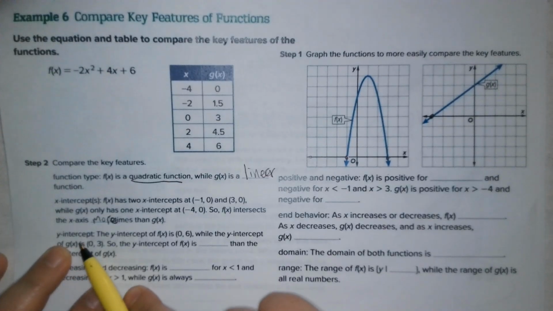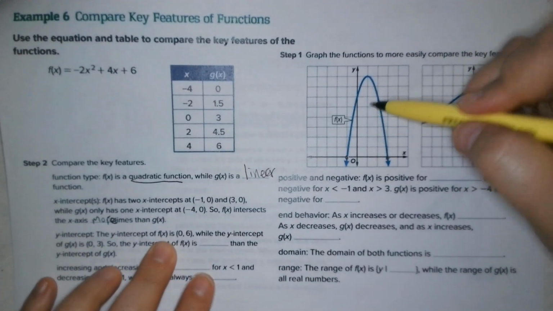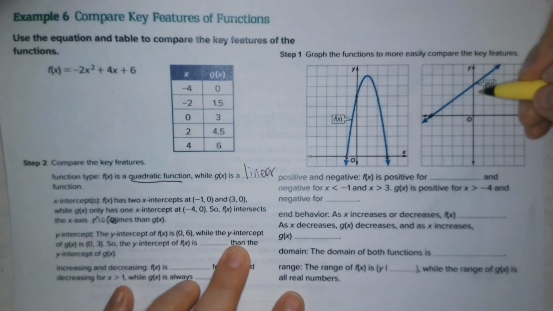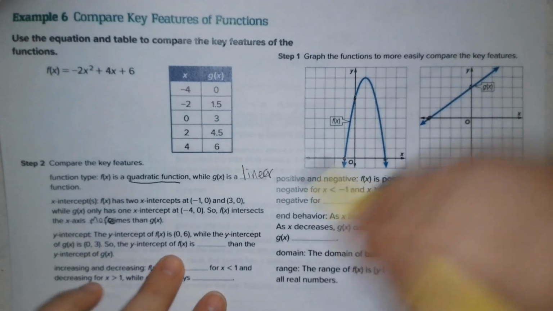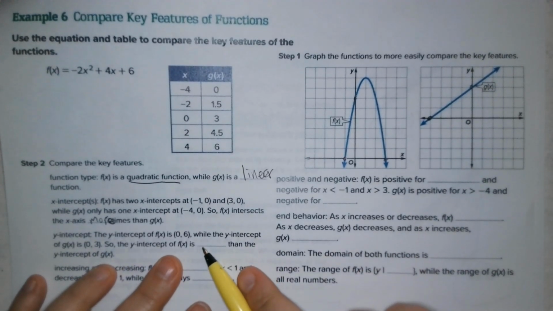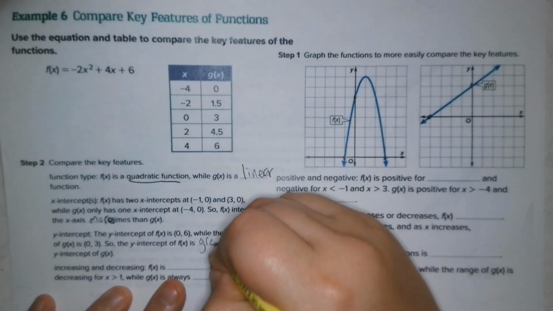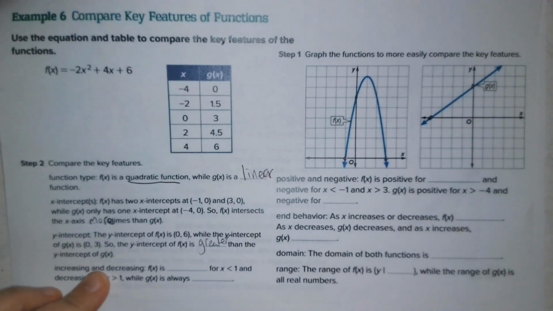Now let's look at the y-intercepts. So the y-intercept on f of x is right here at 0, 6, while the y-intercept on g of x is 0, 3. So we can just say the y-intercept on f of x is greater than, it's got a higher number. It is greater than the y-intercept of g of x. Okay?